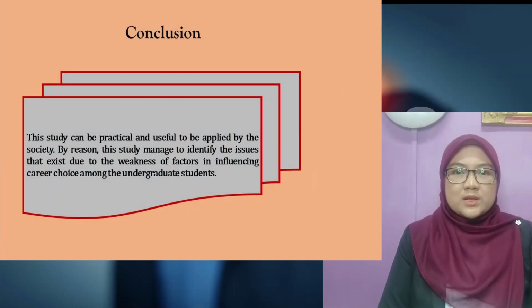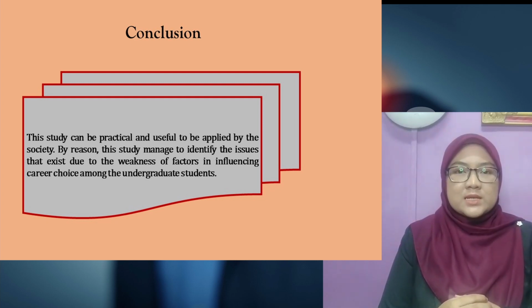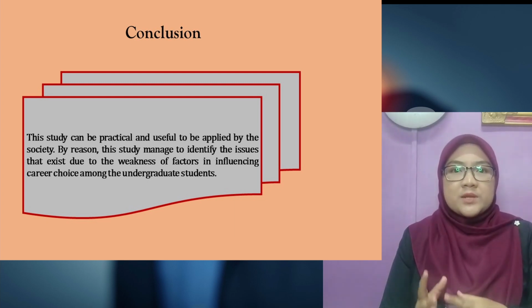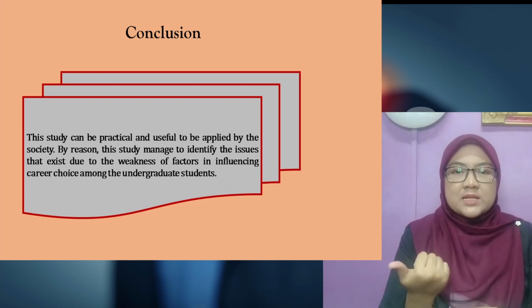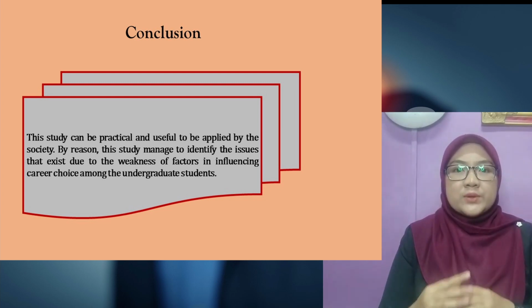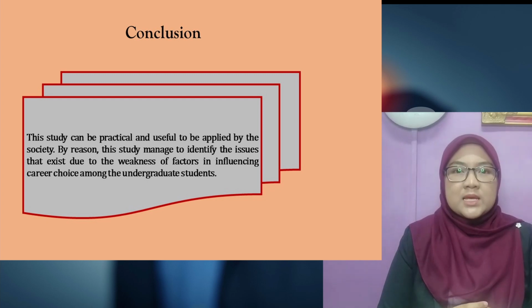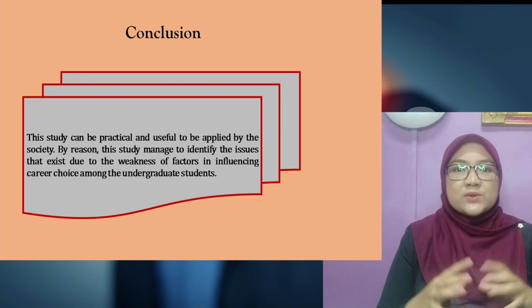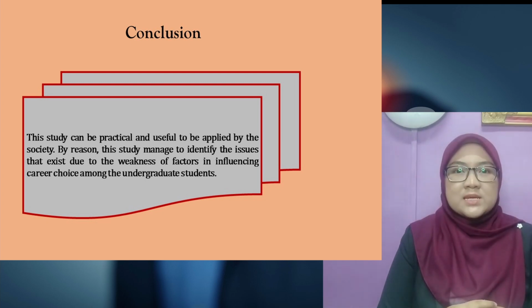In conclusion, the purpose of this study is to determine the factors influencing career choice among undergraduate students in Malaysia. Our main factors in this study are personality, family, and peers that influence career choice. Even though our study has insignificant results, this study can be practical and useful to be applied by society. By reason, this study managed to identify the issues that exist due to the weakness of factors in influencing career choice among the undergraduate students in Malaysia.